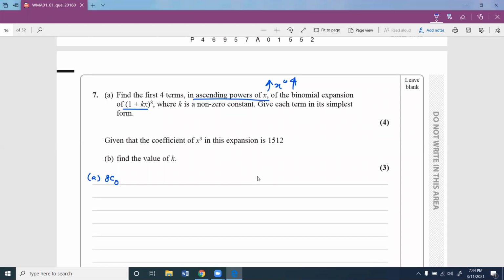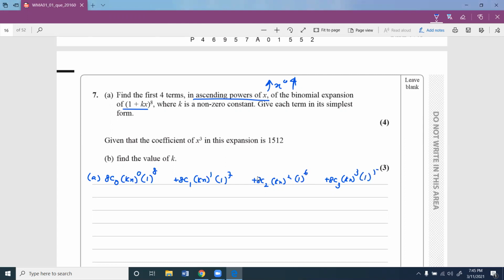So it starts with 8C0. We need 4 terms. Then you can write 8C1, then 8C2, then 8C3. Then ascending power of x, so you have to increase the power of x: kx to the power 0, kx to the power 1, kx to the power 2, kx to the power 3. Then the other term should descend, starting from the highest, 1 to the power 8, and so on.